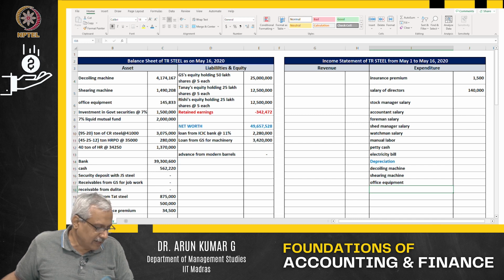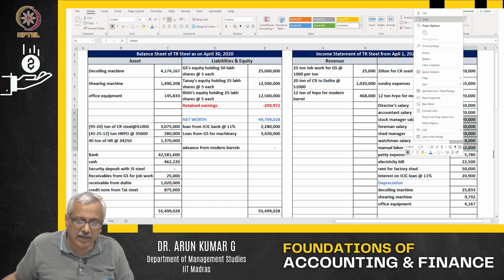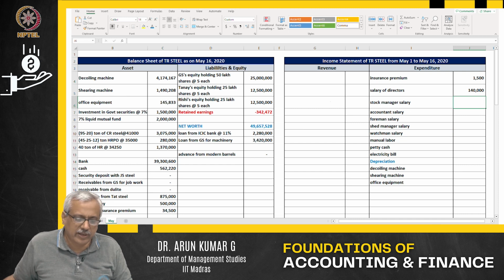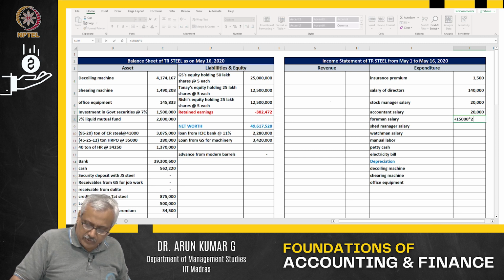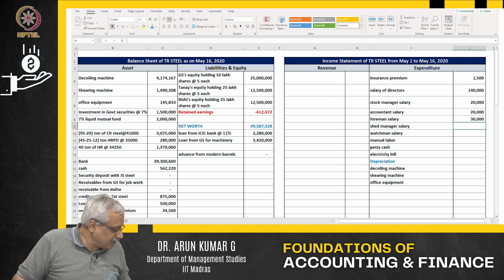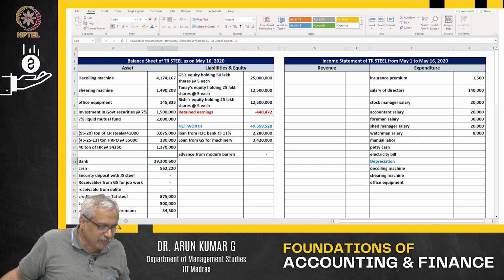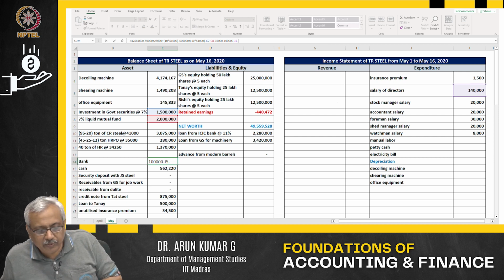So, let us look at all the other salaries out there. It is going to be the same. I am just going to copy everything from here in this particular case. Since it is going to be the same, or let us do one thing. No, not to worry. Stock manager salary 20,000, accountant salary 20,000, foreman salary 15,000 into 2. Am I right, Suhail? Yeah. Shed manager salary 20,000, watchman salary 8,000. Now, all these have to be paid from the bank account, so I am reducing it from the bank account.